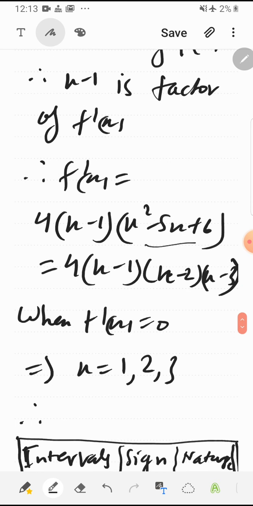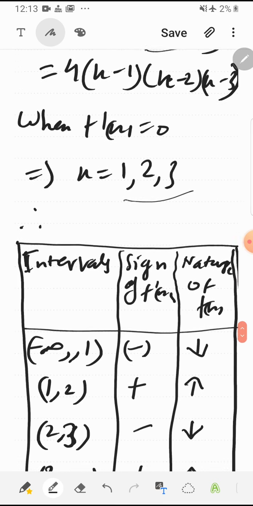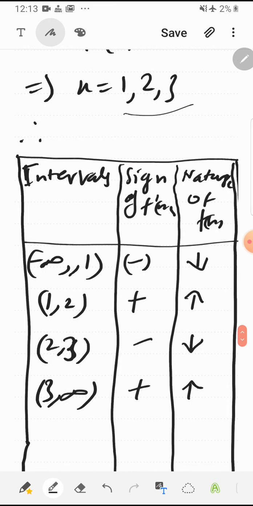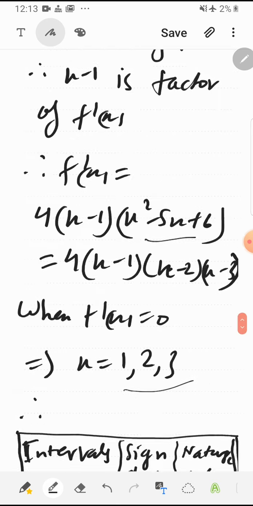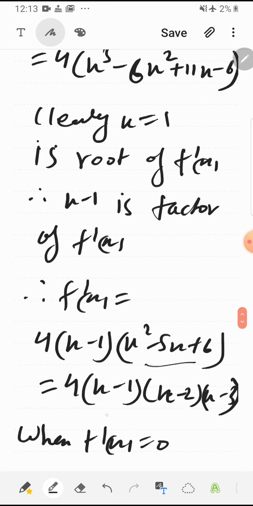So there are 3 factors and hence 3 critical points. That means there are 4 intervals, so we will make a table. We pick the first interval, minus infinity to 1. Pick any point randomly, let it be 0, and put it here. So the first bracket is negative, second is negative, third bracket is negative, that means overall it is negative.